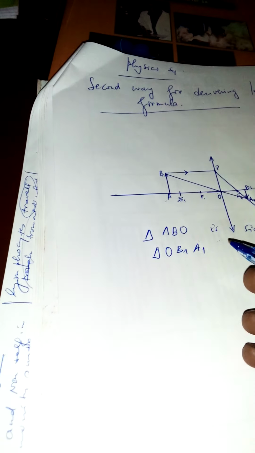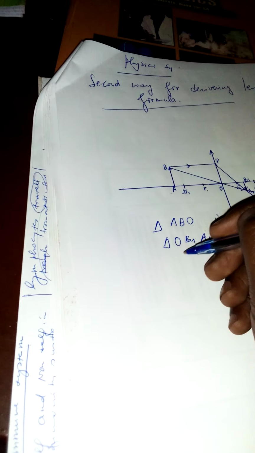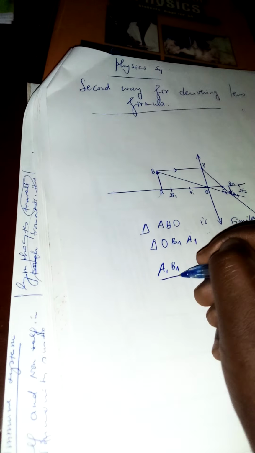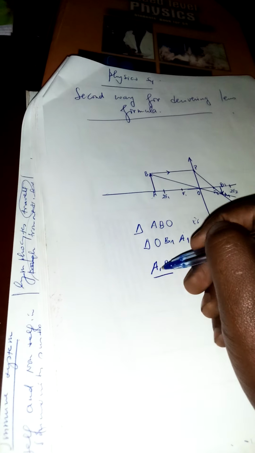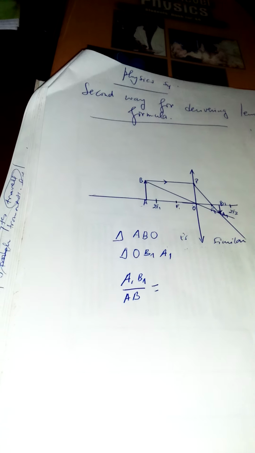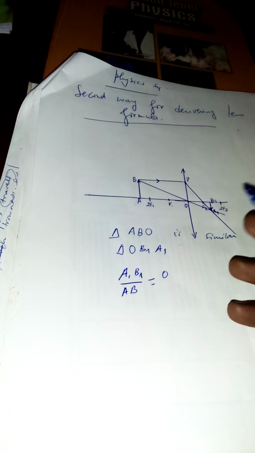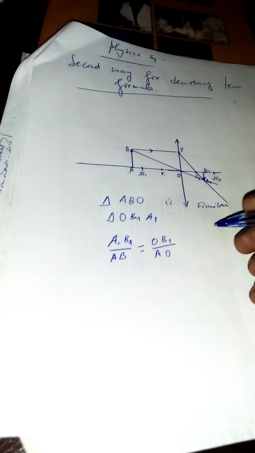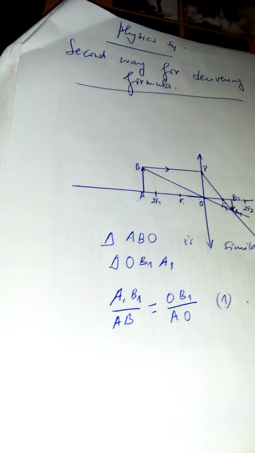So the side, this one, the height of the image A1B1, the ratio of the height of the image to the height of the object AB is equal to the ratio of the image distance, this distance, OB1 over AO. This is the first great important equation.